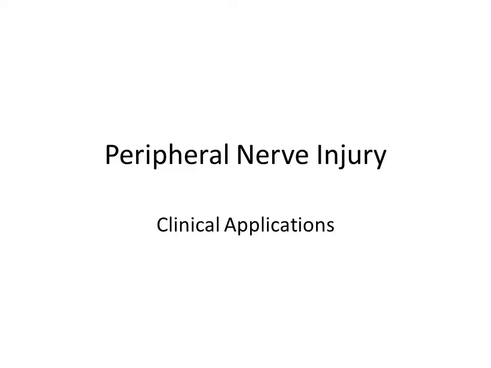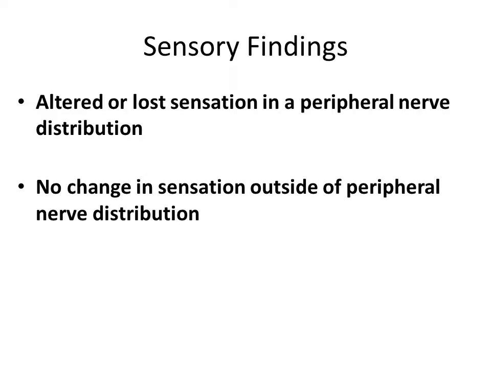This lecture is on peripheral nerve injury and its clinical applications. Much of what we will talk about you will have already discussed last semester in Bio 550 Human Anatomy. The sensory findings when there is a peripheral nerve injury will be an impairment in sensation in the distribution of the injured nerve. Sensation would be normal outside of the distribution of that injured nerve.